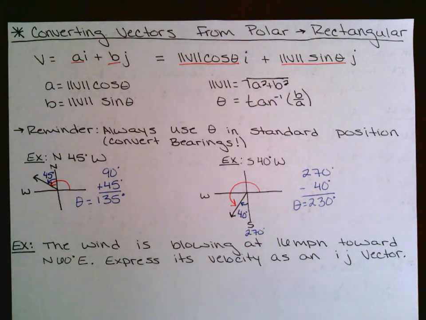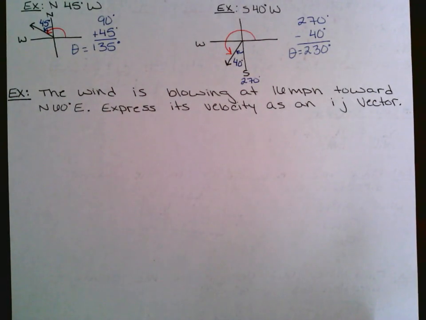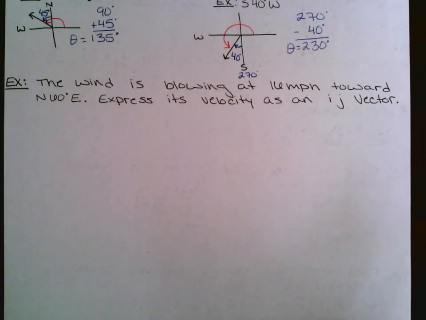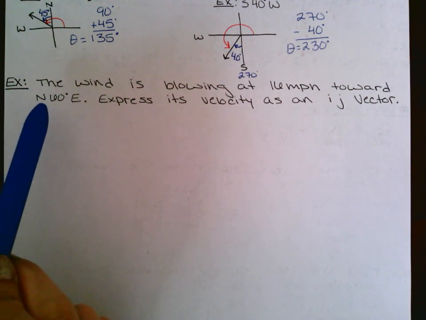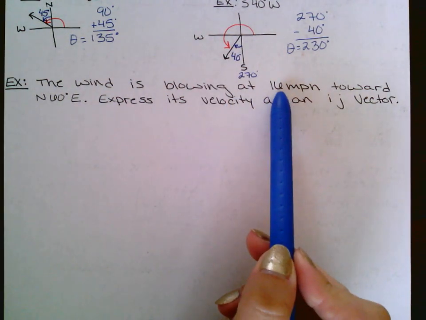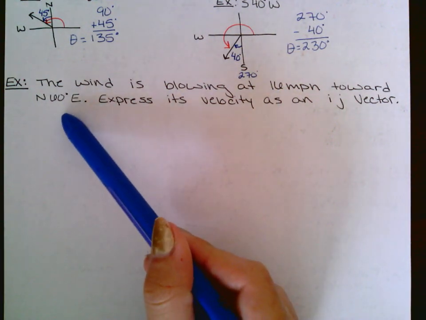Let's look at what a full question looks like. It says the wind is blowing at 16 miles per hour towards north 60 degrees east. Express its velocity as an ij vector. Now, velocity has to do with some sort of a force, some sort of a push. So they're talking about here the force, the quantity, being that 16 miles per hour towards, and then here's our direction. So hopefully you start to see the information for our vector. Here we have the magnitude, and here we have the theta.